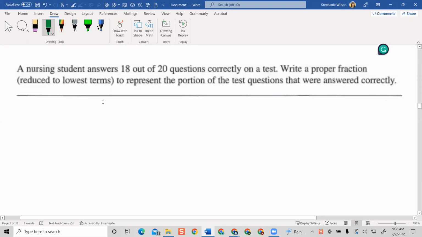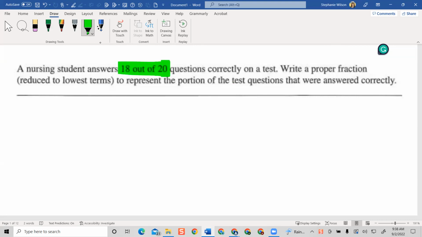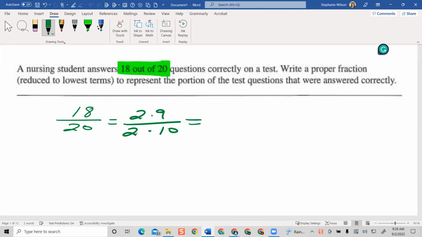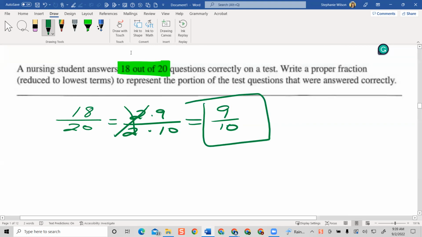Okay. The next one said, a nursing student answers 18 out of 20 questions correctly on the test. Write the proper fraction, reduced to lowest terms, of the portion of the test questions that were answered correctly. So 18 out of 20. Remember, 20 is the total. It went on the bottom. So let's reduce it. We know 2 times 9 is 18. 2 times 10 is 20. The 2's are reduced, leaving me with 9/10. 9/10 is the portion that was correct.